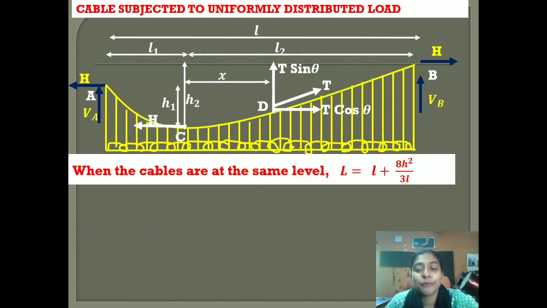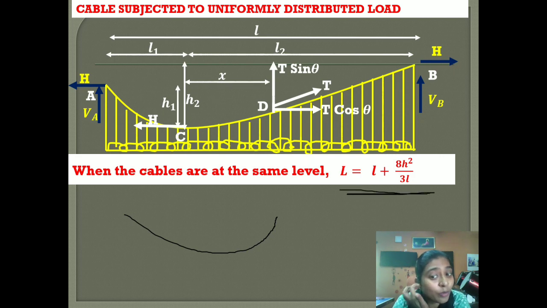Now we are going to find the last step, that is the length of the cable. We know when the cables are at the same level, the length of the cable, capital L, is equal to small l, that is span length, plus 8h square by 3l. Now we need to find the cable length from A to C and from C to B.